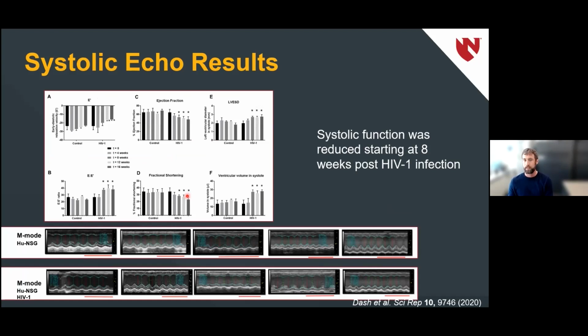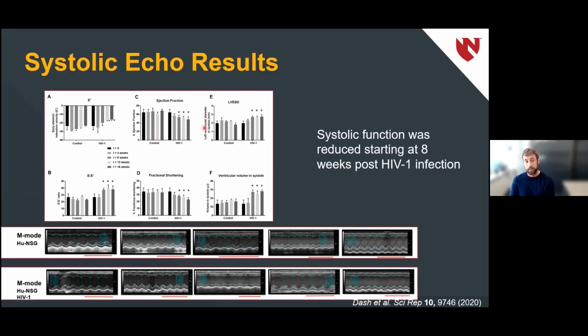When looking at the systolic function of our HIV-1 animals, the ejection fraction is significantly reduced starting at 8 weeks post-HIV-1 infection. The reduction in the ejection fraction, though it's significant, does not reach levels that are seen in more of the systolic models, such as a myocardial infarction model or a chronic TAC model, where we get ejection fractions down in the 20 to 30%.